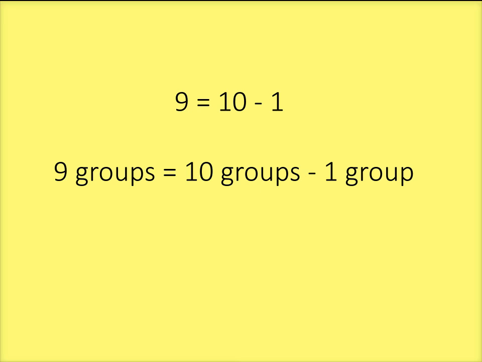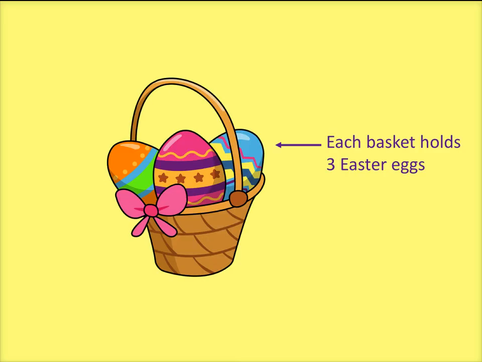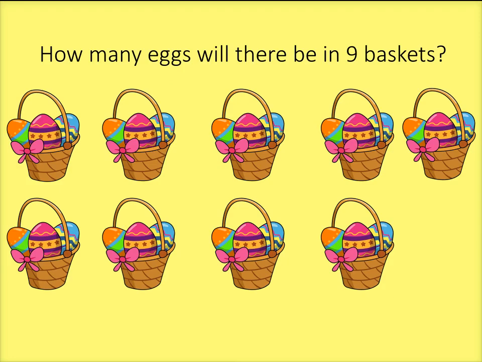Let's look at that with an example. Here is an Easter basket that holds 3 Easter eggs. If each basket holds 3 Easter eggs, how many eggs will there be in 9 baskets? Of course, I could count up by 3's 9 times, just like with any other multiplication table, but let's look at how to use this split strategy. Remember, there are 9 groups of 3 here, so we can think of this as a multiplication number sentence as 9 times 3.